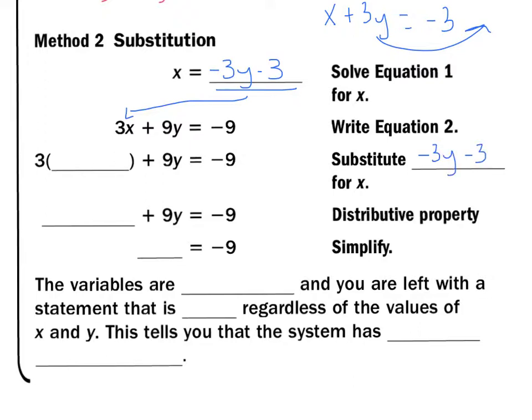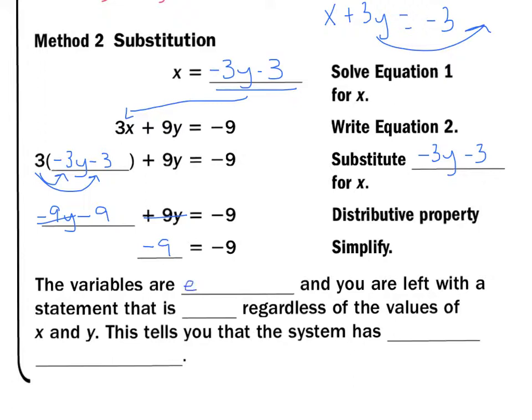So that's going to give us 3 times negative 3y minus 3, plus 9y equals negative 9. We will distribute. 3 times negative 3 is negative 9y minus 9. The 9y's cancel out, leaving us with negative 9 equals negative 9. That is a true statement.